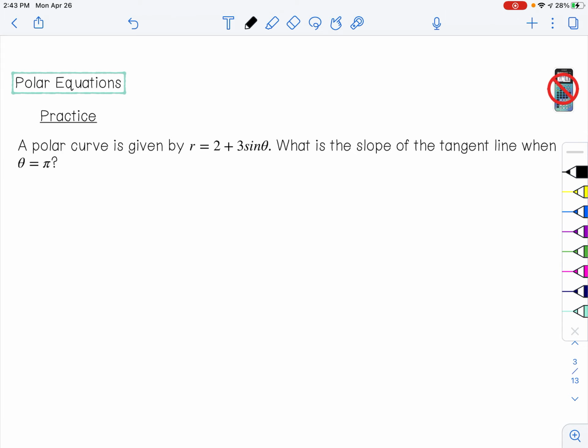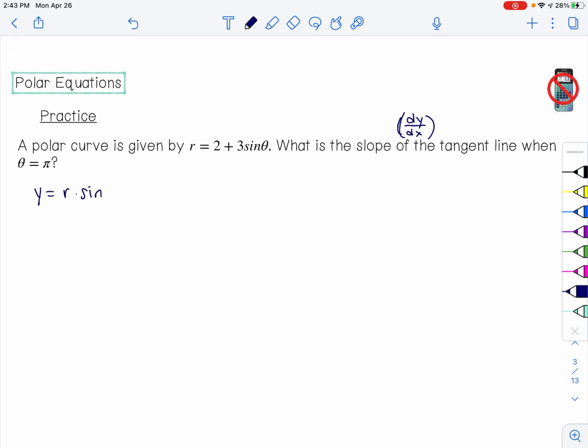A polar curve is given by the equation r equals 2 plus 3 sine of theta. What is the slope of the tangent line when theta equals pi? If they ask for the slope of the tangent line, they're asking for dy dx. So that clues us in that we just need a regular derivative, dy dx.